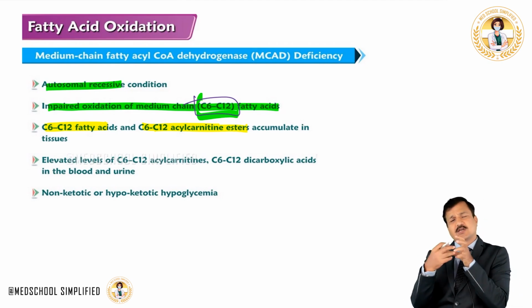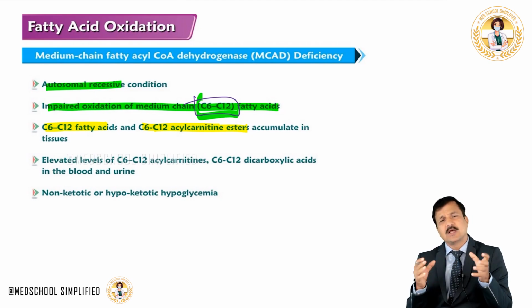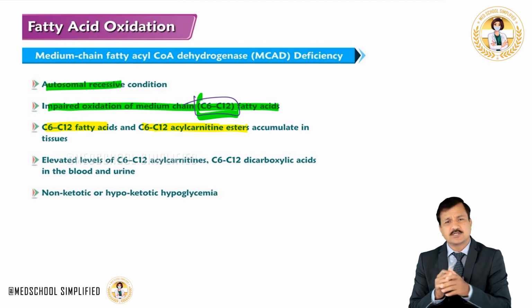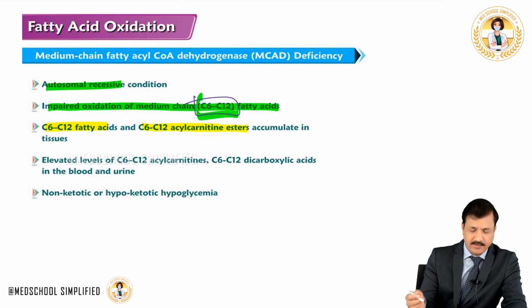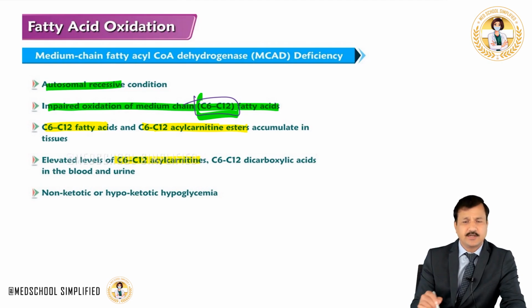Because these fatty acids are esterified with carnitine in the intermembrane space and become acyl-carnitine esters, they accumulate and their levels in the blood will be elevated. That's why you see elevated levels of C6-C12 acyl-carnitine and C6-C12 dicarboxylic acids in the blood and urine.